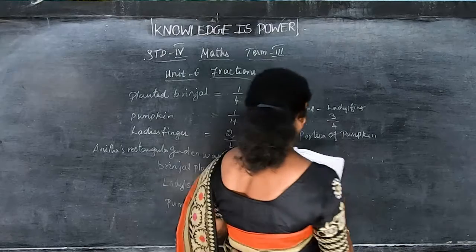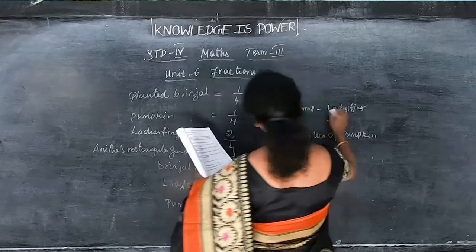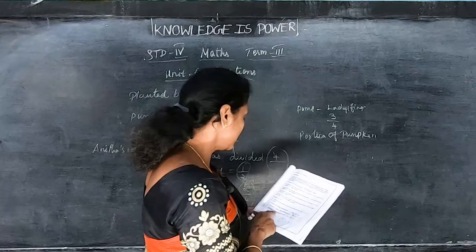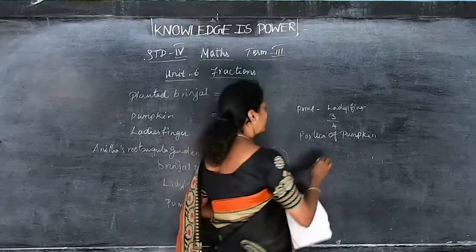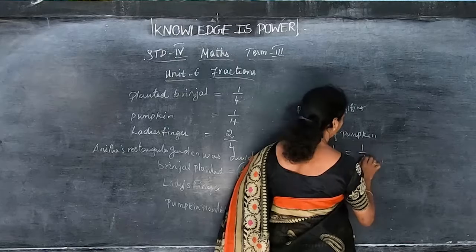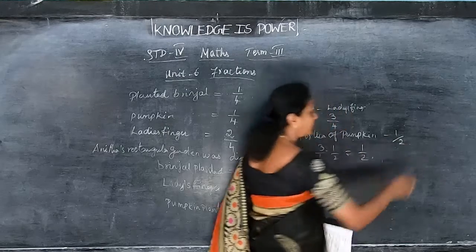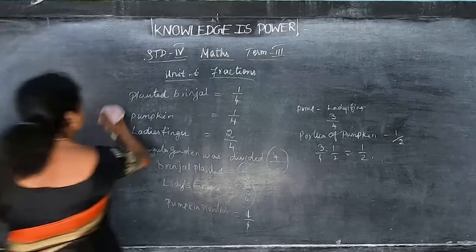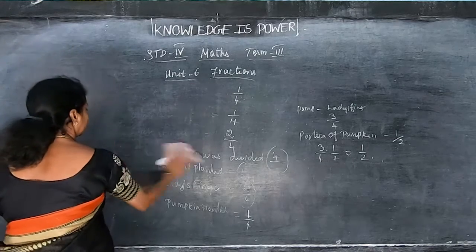Here is another sum they have given. Pumpkin and lady's finger is 3 by 4. So what is the portion of the pumpkin? That is 1 by 2. So 3 by 4 minus 1 by 2 gives you 1 by 4. So the portion of the pumpkin is 1 by 4. Okay children.